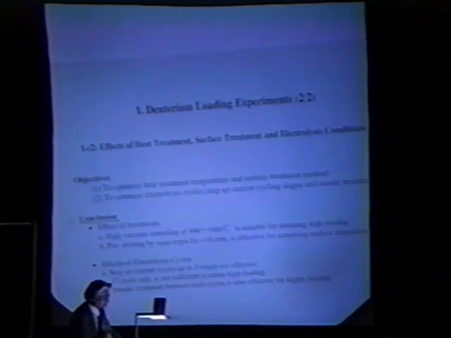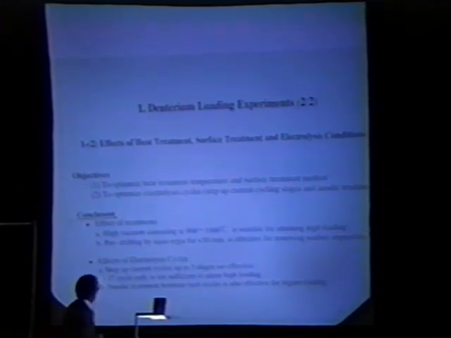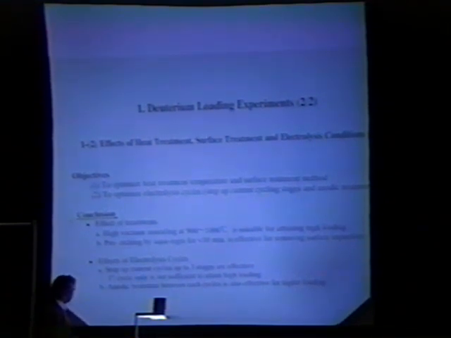Conclusion of this experiment: high vacuum annealing at 900 to 1000 centigrade is suitable for attaining high loading. Pre-etching by aqua regia for about 10 minutes is effective for removing surface impurities and attaining high loading. The step-up current cycle up to 3 stages is effective. One cycle or 2 cycles are not sufficient to attain high loading. And anodic treatment between each cycle is also effective for high loading.